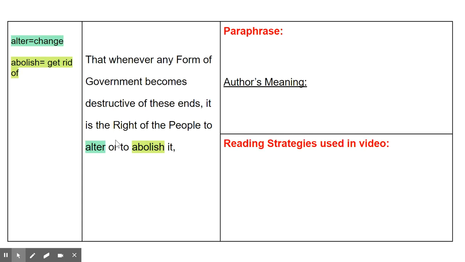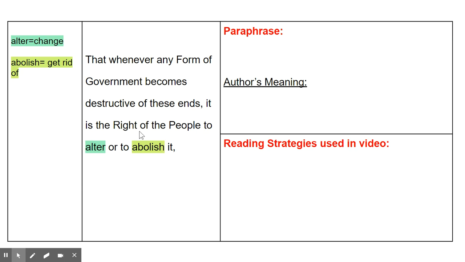So, first step, as usual, use our vocabulary resources to read and substitute. That whenever any form of government becomes destructive of these ends, it is the right of the people to alter or to abolish it. It is the right of the people to change or get rid of it.